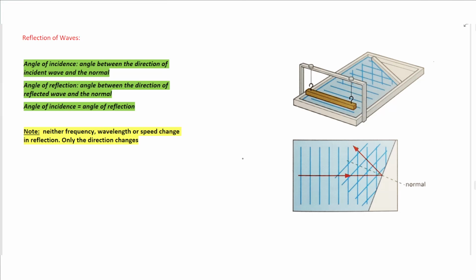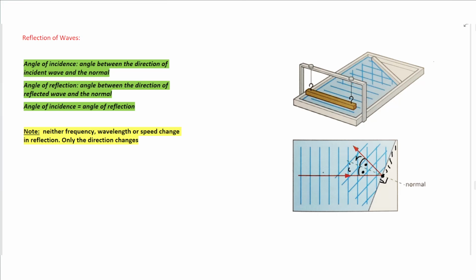And the rule of reflection is that the angle of incidence is equal to the angle of reflection. But the angles are measured from a line called the normal to the surface. So you draw a normal line, at 90 degrees to the reflecting surface, and the angle of incidence is between the direction of the incident wave and the normal, and the angle of reflection is the angle between the reflection direction and the normal. And these angles are equal in magnitude. The angle of incidence is equal to the angle of reflection.